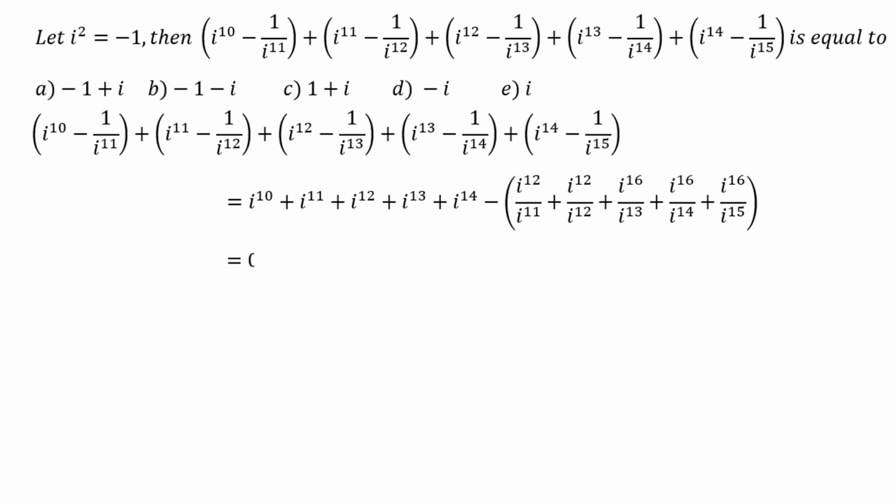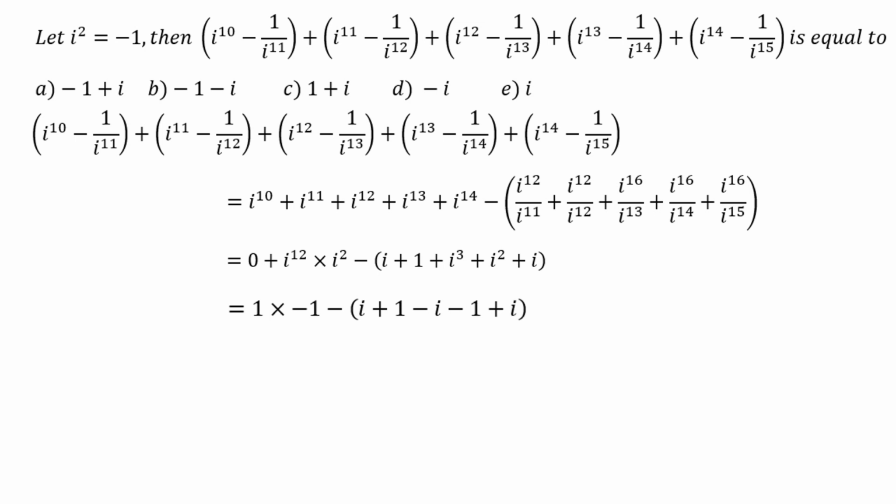We know that the sum of 4 consecutive powers of i is 0. So, i^10 + i^11 + i^12 + i^13 equals 0. And i^14 can be written as i^12 into i^2 minus the rest; after cancelling the powers of i, we get i + 1 + i^3 + i^2 + i. So i^12 is 1 and i^2 is −1, that is 1 into −1 minus i^3, which is −i, and i^2 is −1. So we get −1 − i. So the correct answer is choice B.